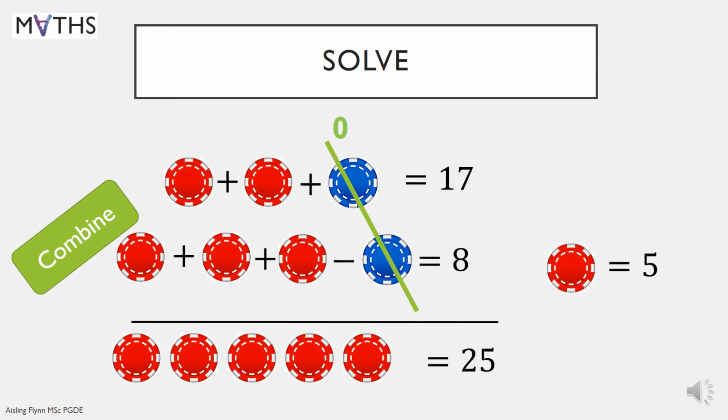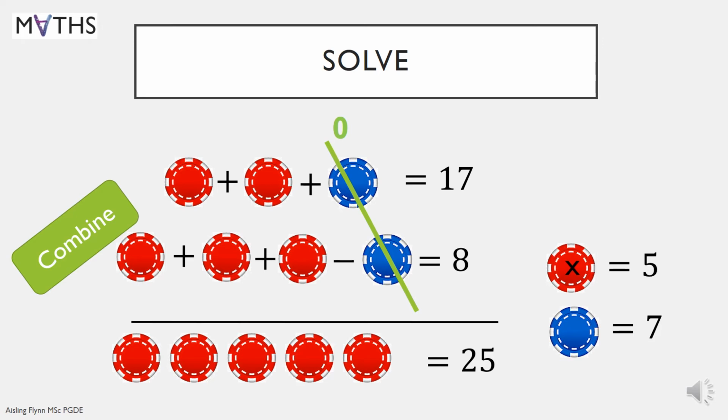If you go back there to the first piece of information, we can say red plus red is 5 plus 5 is 10, and a blue gives 17. So therefore, the blue must be equal to 7. Okay? So red was 5 and blue was 7. We can say that for sure now, given the 2 pieces of information.